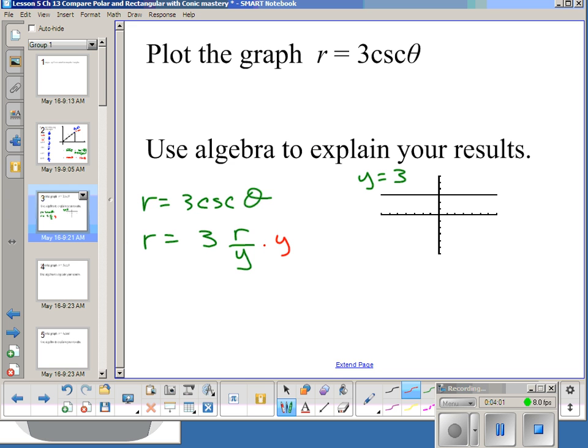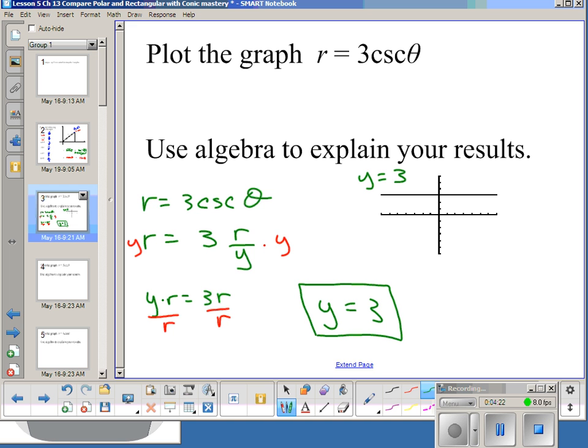I want to end up with a y equals, so I want to get the y out of the bottom. So I'm going to multiply both sides by y. So I have y times r is 3r. And to get y alone, I'm going to divide by r. And voila, we end up with the equation y equals 3. So simple substitution and then some algebraic manipulation. And you can see that r equals 3 cosecant of theta is y equals 3.